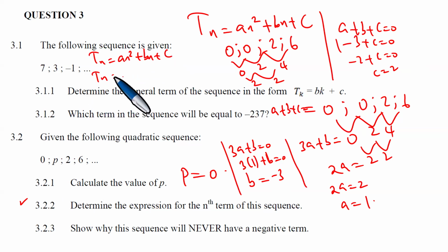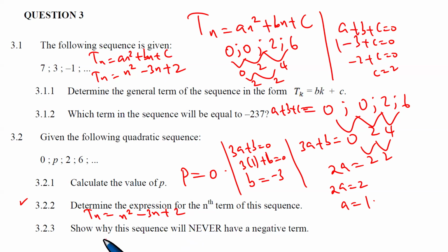What is our a? It is n squared, our b is minus 3n, and our c is 2. And this is the formula, the expression for the nth term. We can write it as Tn equals n squared minus 3n plus 2. That is the expression for the nth term.